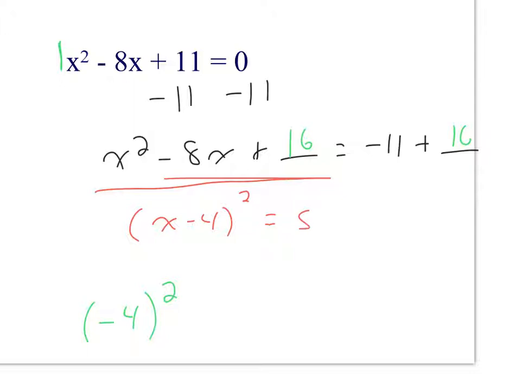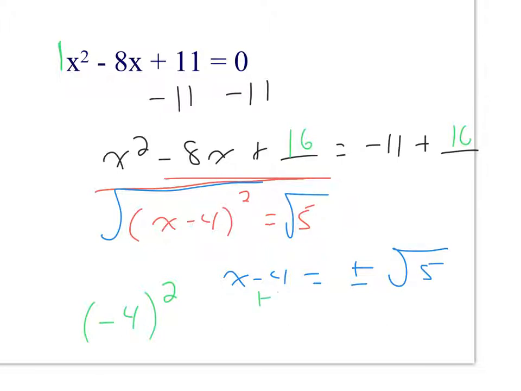I'm going to take the square root of both sides, do that in blue. So now I have the square root of (x minus 4) squared is x minus 4, and that's equal to plus or minus the square root of 5. And now, quite simply, I'm going to add 4 to both sides. So x is equal to positive radical 5 plus 4, or negative radical 5 plus 4. And there are my two answers.